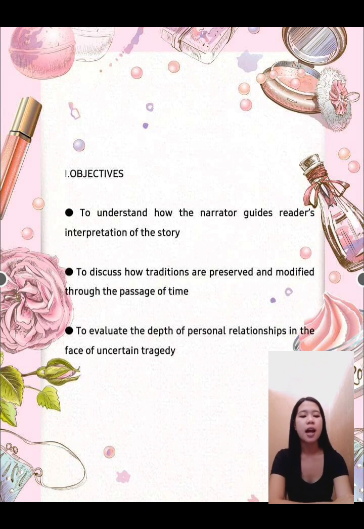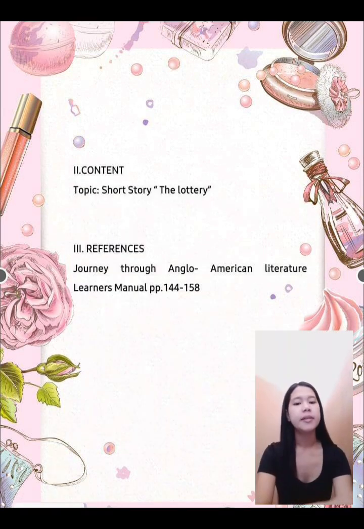to discuss how traditions are preserved and modified through the passage of time, and to evaluate the depth of personal relationships in the face of uncertain tragedy. And in the content, the topic is the short story The Lottery, and the reference is Journey Through Anglo-American Literature Learner's Manual.